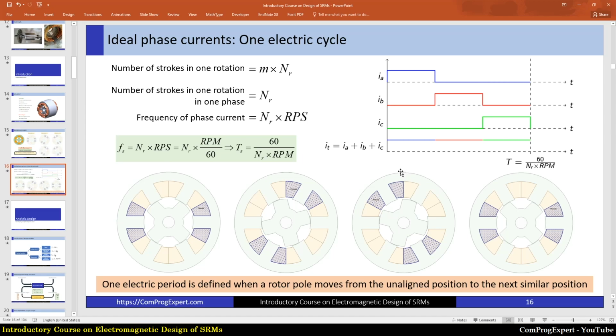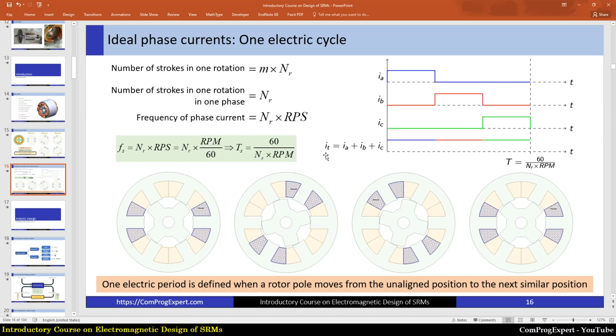And what is the electric period? By electric period, I mean the electric period of the phase current, right? We have periodic phase current. And what is the electric period of the phase current for the SR motor? We should find the number of strokes. Here you can see in this figure, we have excitation for the phase A, then we have the excitation for the phase B, and then we have excitation for the phase C.